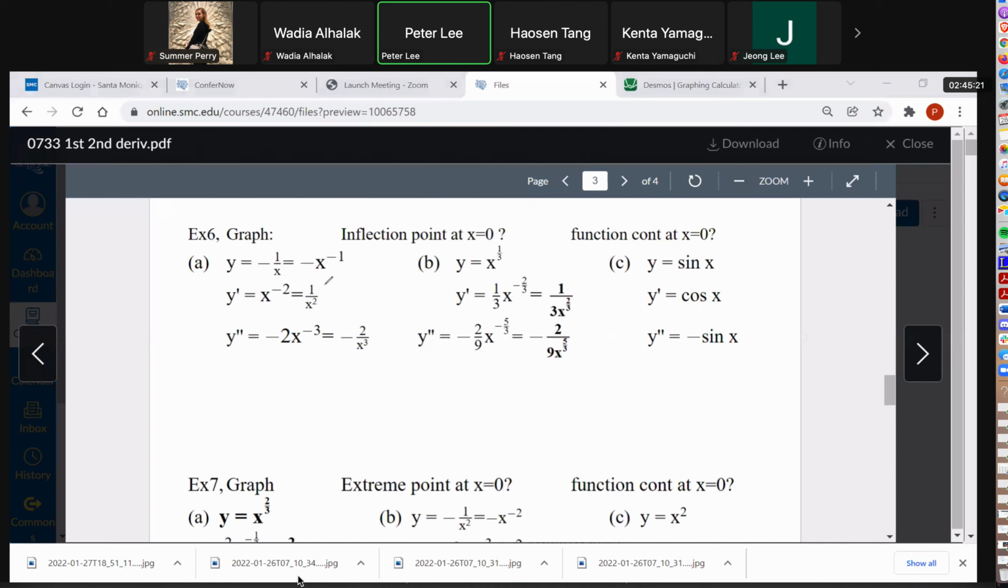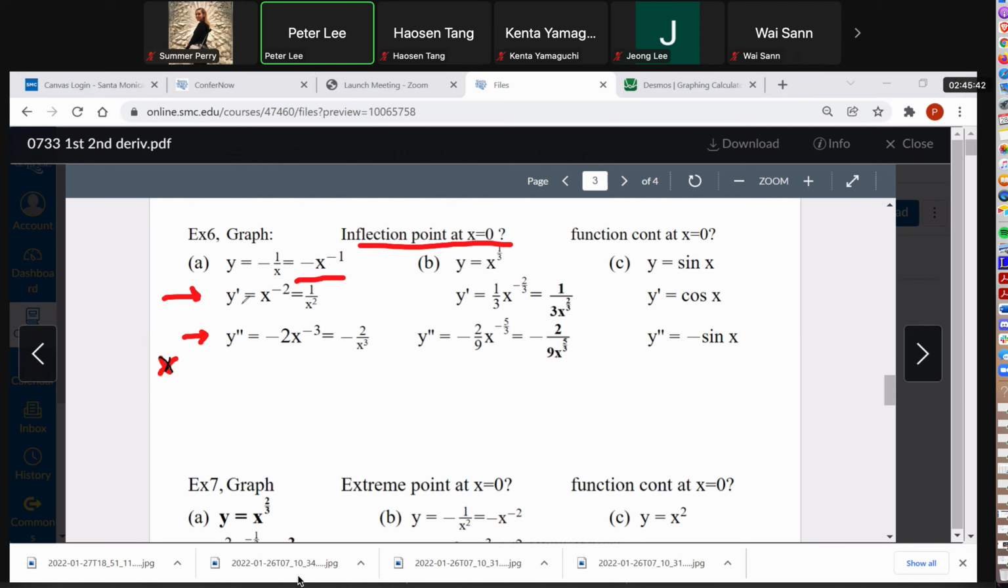Now, okay, look at this. What is this here? y equals minus x to the negative first power. Okay. Now, let's say we have this y prime and then we have this y double prime, and we want to check whether we have the inflection point at x equals 0. So what we do is we have x here, and I'm going to change this. We have x here, we have x here.